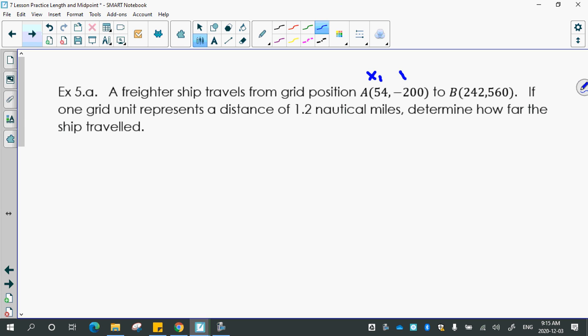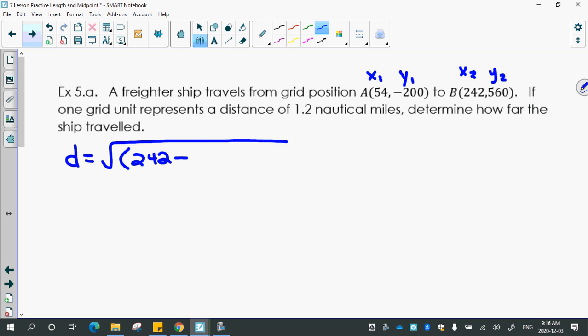Okay? So then to get how many grid units it is, we're just going to use our distance between 2 points formula. So this is x1, y1, our first point, and this is x2, y2, our second point. And this is our distance formula. So we're going to substitute those values into the formula. So we do d equals in our big square root. X2 is 242. Subtract x1, which is 54. But then there's a squared in the formula.